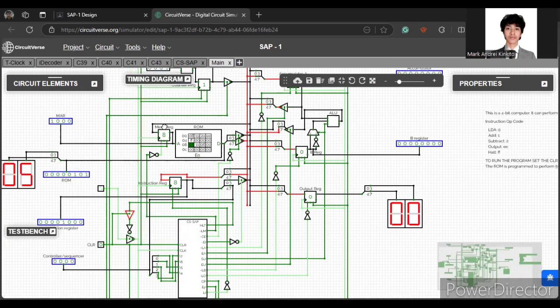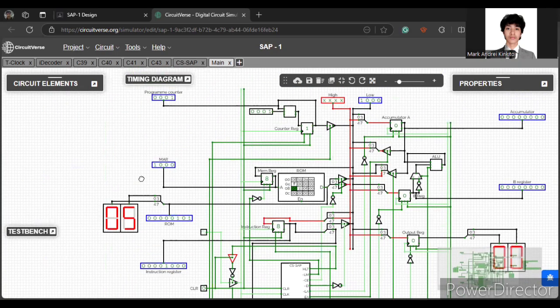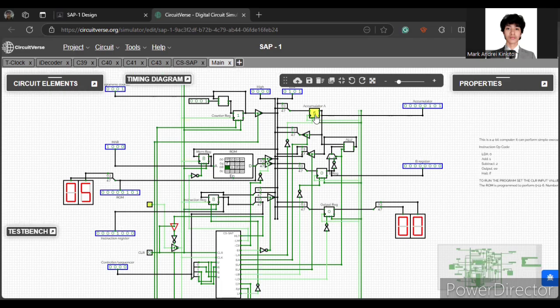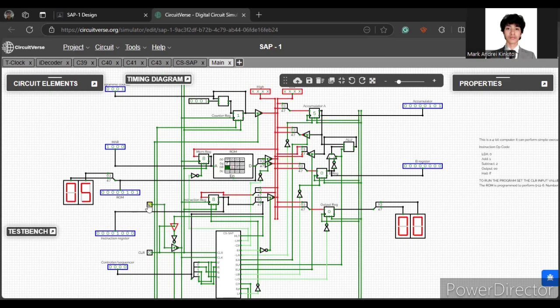Okay, so let's start. You can see as the ROM is taken, the accumulator takes that ROM, and then the accumulator is presented with 5. So let's go to our next one, which is 11 here. So let's go.